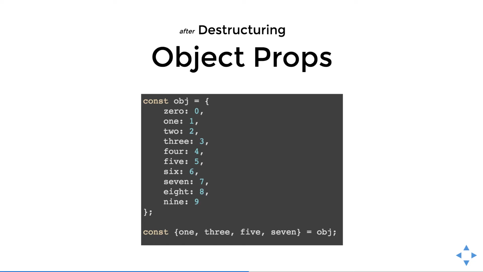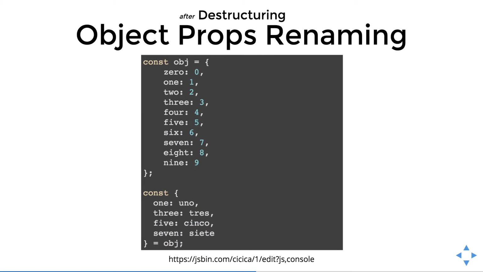So 1 refers to obj.1, 3 refers to obj.3, 5 and 7. Can you give them aliases in that? Yeah, that's the next slide. You can, if you want to rename what they get assigned to. What are your variables now available to you in this code? Who wants to guess?